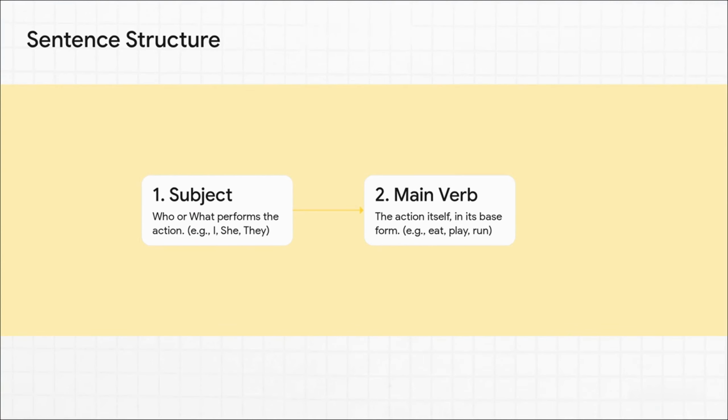Okay, at its most basic level, a present simple sentence is really just two pieces. You've got your subject, the who or the what doing the thing, and then you've got the verb, the action itself. For example, I eat, they run. It really doesn't get any more straightforward than that.